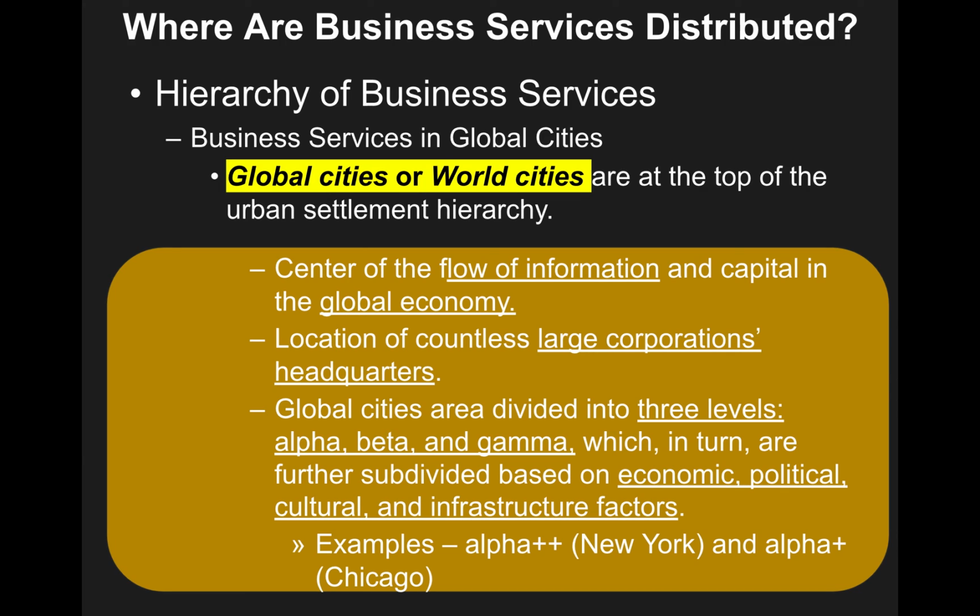And then we get to the alpha plus plus, which are going to be the world dominant cities: New York City, London, and Tokyo. Those cities are going to have control of most of those factors that we just talked about: economic, political, culture, and infrastructure.